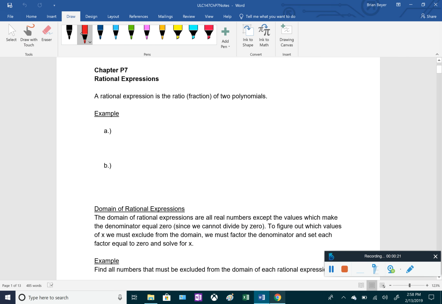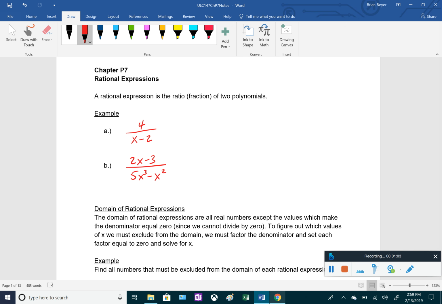The first one, let's say we had something like 4 over x minus 2. So that's a rational expression because 4 is technically a polynomial. It's a constant polynomial. And then x minus 2 is a linear expression, so that's also a polynomial. Another one, 2x minus 3 divided by 5x cubed minus x squared. So that would also be a rational expression, polynomial in the numerator, polynomial in the denominator.